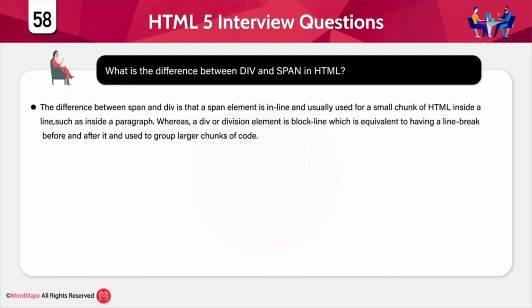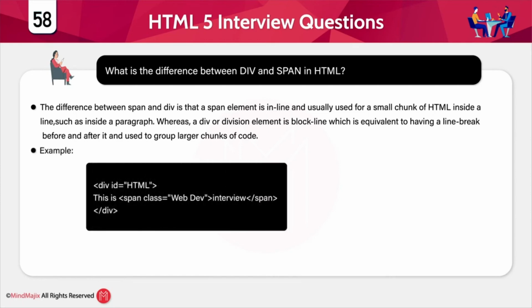Div means division. The division element is block level, equivalent to having a line break before and after it, and is used to group large chunks of data. If you want to group large chunks of data, we use the div tag. The span tag is applicable to inline text, whereas the div tag is applicable to the whole text.